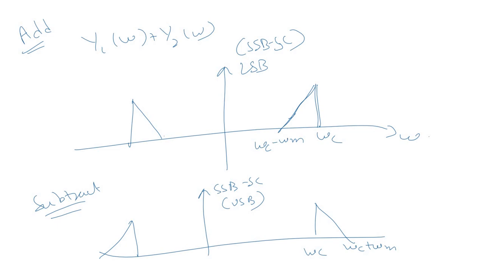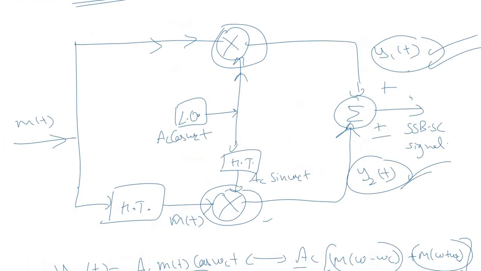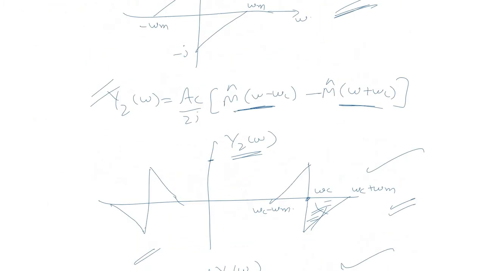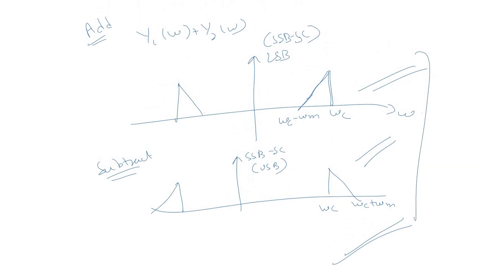Okay, so this is how we generate our single sideband suppressed carrier signal using the frequency discrimination type of method. By frequency discrimination, that means we are introducing a phase shift of 90 degrees in the signals to suppress one of the sidebands and the carrier signal. So this is how we use the phase discrimination method to generate an SSB-SC signal. I hope this method is clear to all of you.